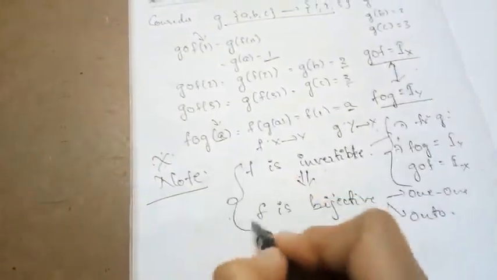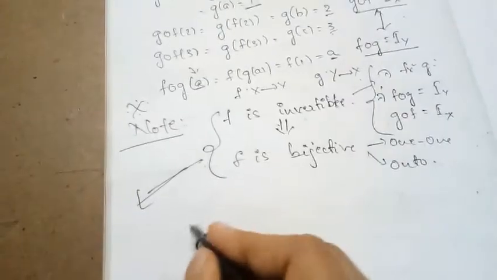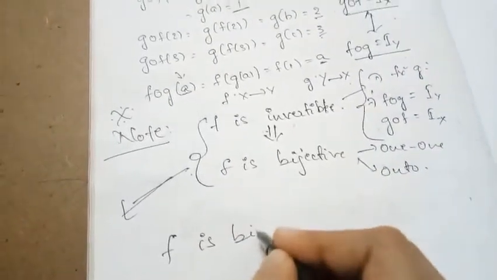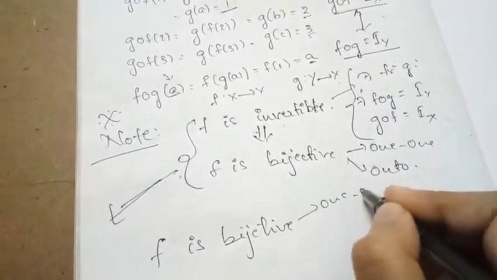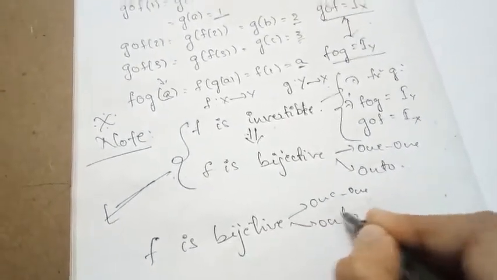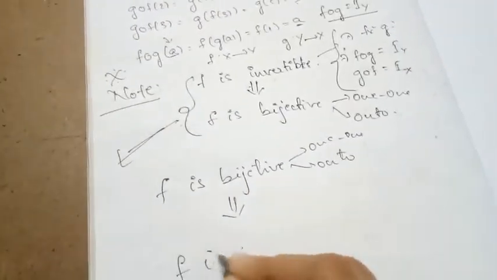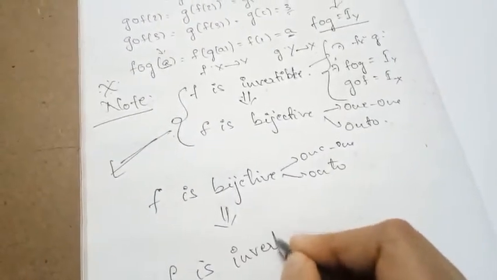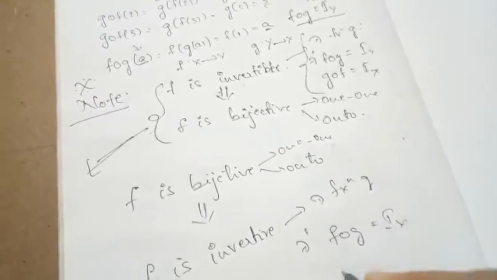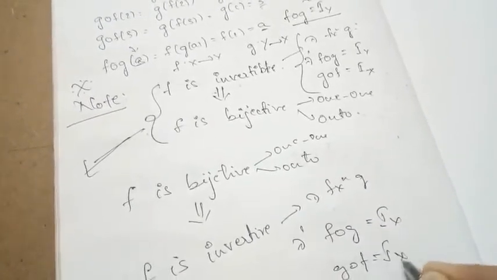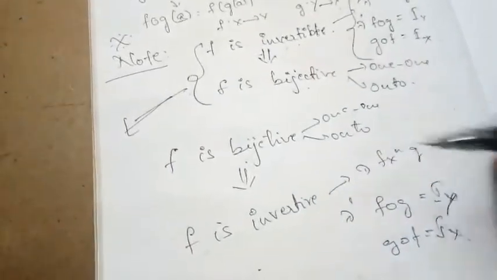The inverse of this statement also holds. Suppose f is bijective. What does that mean? F is both one-one and onto, which implies f is invertible. F is invertible means there exists a function g such that fog is equal to Iy and gof is equal to Ix. So it is clear that f is invertible means it is bijective, and if it is bijective then it is invertible.